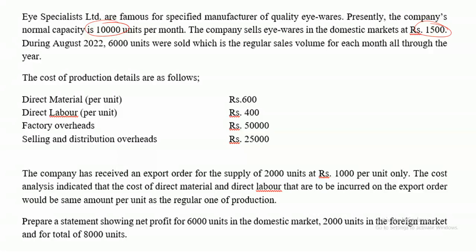During August 2022, 6,000 units were sold, which is the regular sales volume for each month all through the year. That means though the capacity is 10,000 units per month, the company is operating at a 60% level. That means it is producing and selling only 6,000 units.